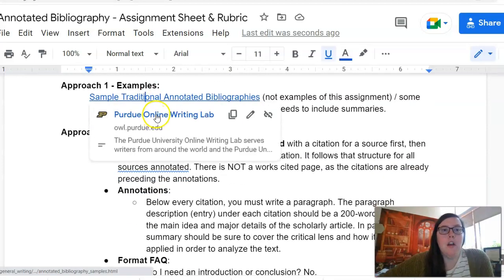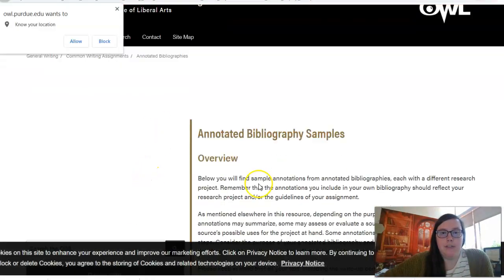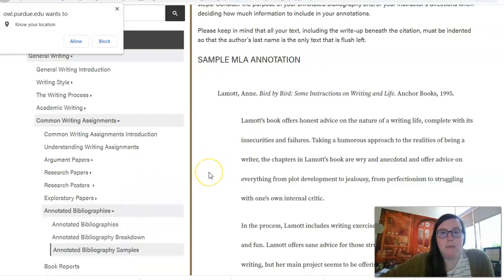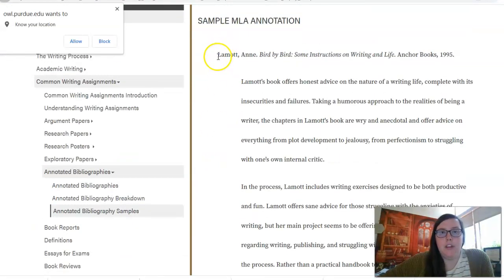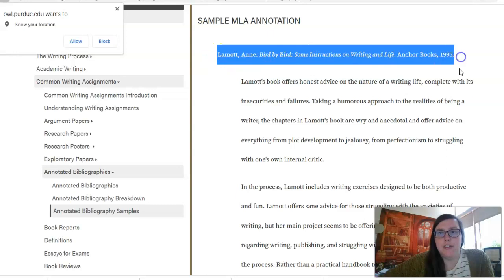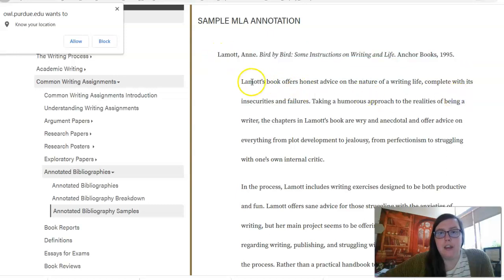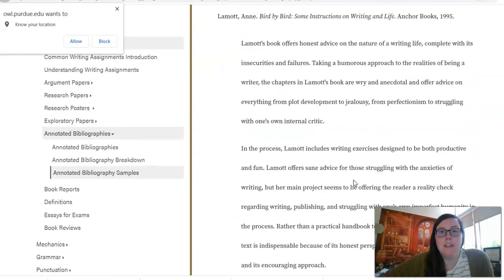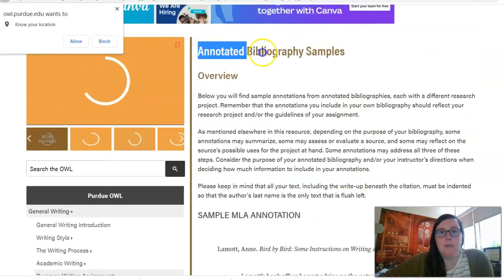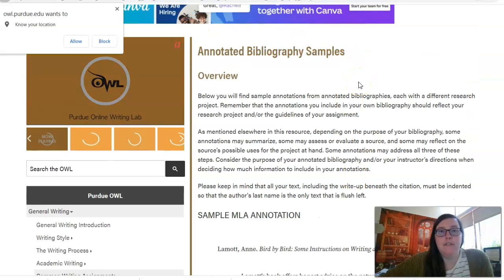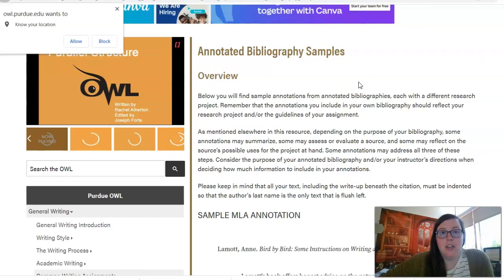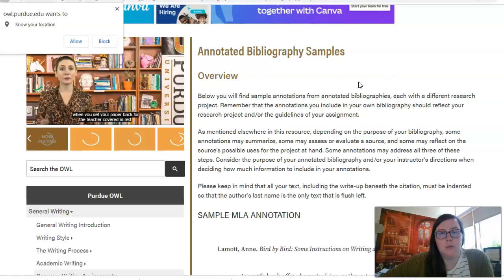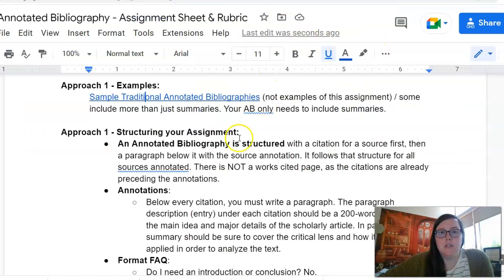Here are some sample traditional annotated bibliographies from the Purdue OWL. An annotated bibliography looks like this. There is first a citation for the source, and then a summary of the source that you read. Some of these sample annotated bibliographies give information that's not just summary. There might be evaluations, plans for the source or whatever. But again, you guys are just writing summaries, okay?